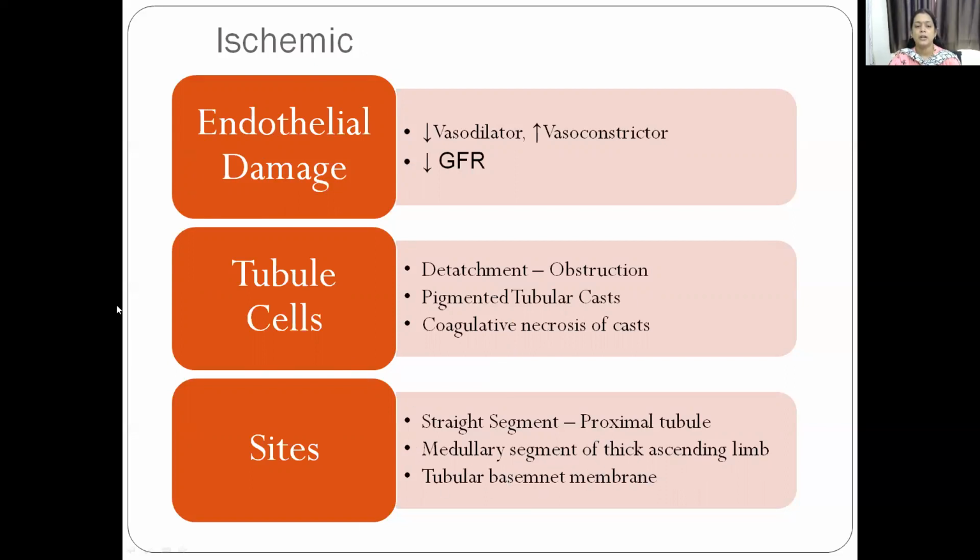the tubular basement membrane. Once there is a cast in the tubular cells, there will be increased intraluminal pressure. This will cause passive movement of fluid from the tubules to the interstitium, and there will be backflow. This also you have to remember. So in the ischemic type, there is endothelial damage. The tubular cells forming the cast can have coagulative necrosis, and then there can be backflow, increased intraluminal pressure, and then you find the sites. You have to remember the sites also.